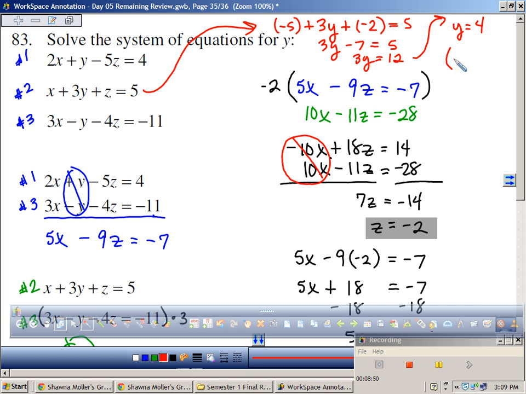So the solution to my system is negative 5, 4, negative 2. X, Y, Z.